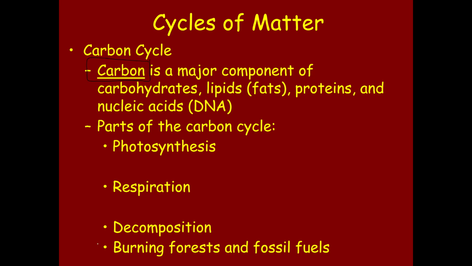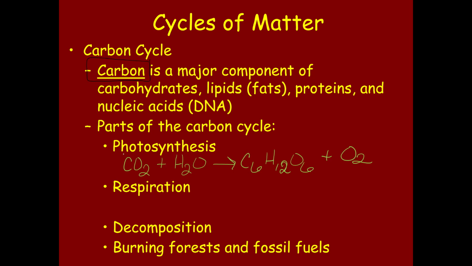Now, there are some major parts of the carbon cycle, okay, where we're able to get carbon from. So photosynthesis is one of them, because if we look at photosynthesis and the chemical equation, we have CO2 plus H2O, and that's going to make glucose, which is C6H12O6, plus O2.